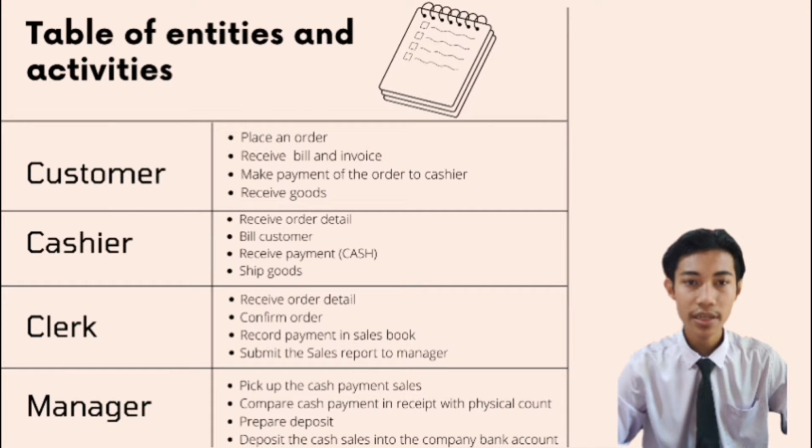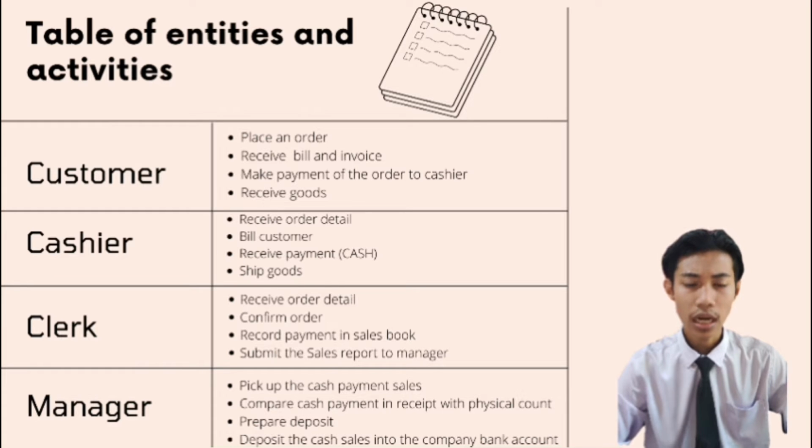So today I will present the table of entity and activity for the revenue cycle. We have four entities: customer, cashier, clerk and manager. For customer activity, we have place an order, receive bill and invoice, make payment of the order to the cashier and receive the good. And for cashier, we receive order detail, bill customer, receive payment from customer and ship good.